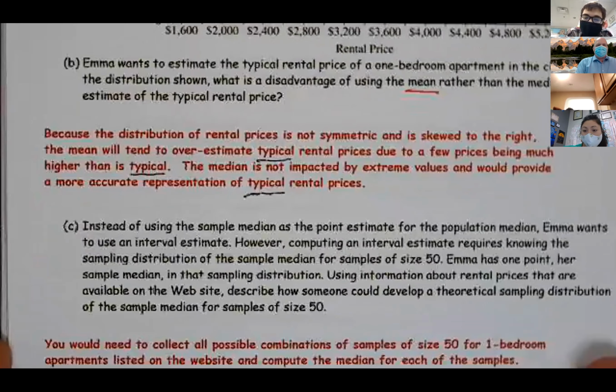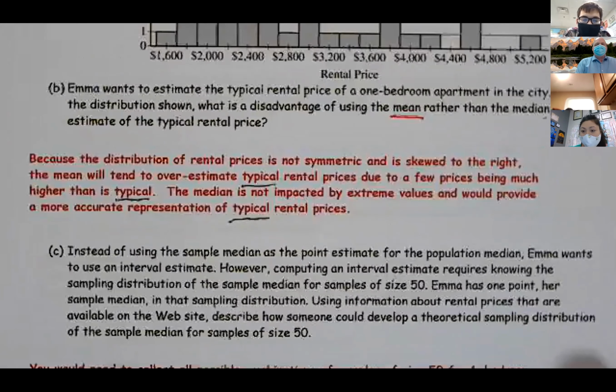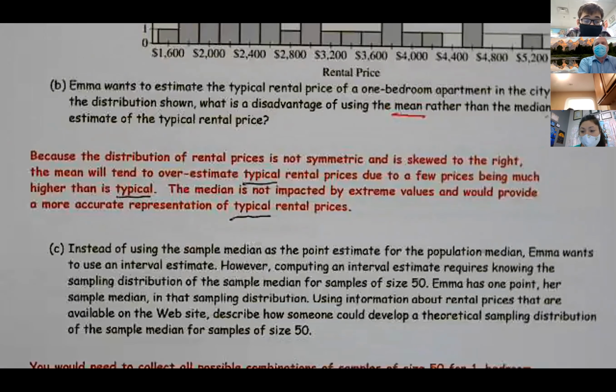Moving on, part C. Instead of using the sample median as the point estimate, and when I say a point estimate, they just mean a single value. So instead of using a single value for the population median, Emma wants to use an interval estimate. So she wants to create a confidence interval. And that's kind of curious because I know we didn't cover how to create confidence intervals for a median. So they're going to assume that you use the same method that you use for a mean, but they're going to use a median.